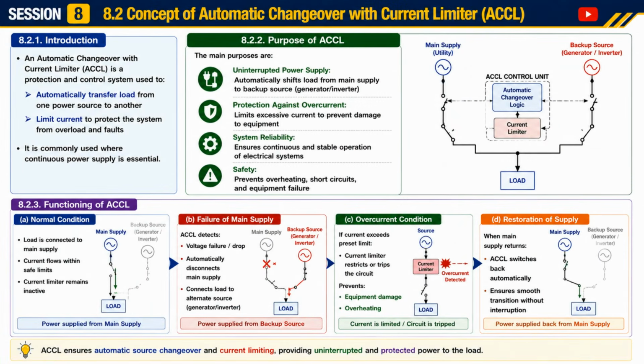3. Working of ACCL. A. Normal condition. The load is connected to the main power supply. Current remains within the safe limit. The current limiter stays inactive.